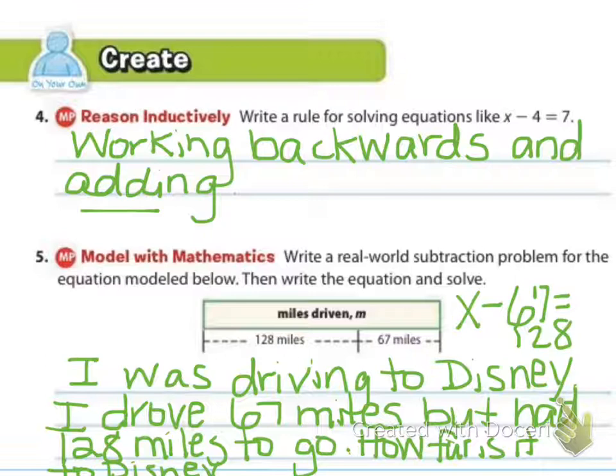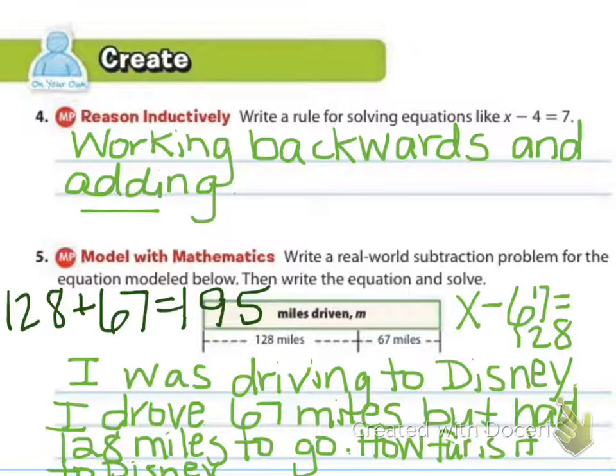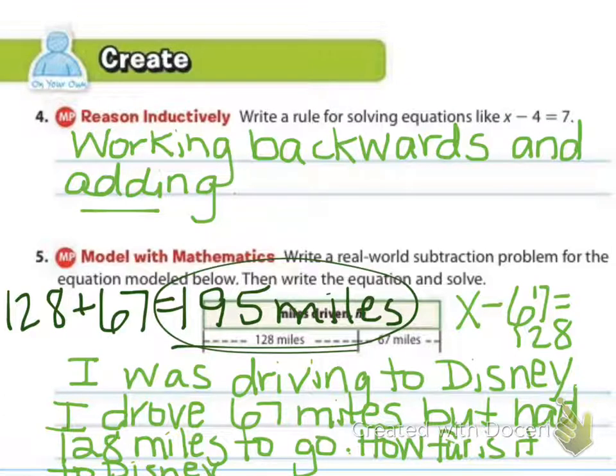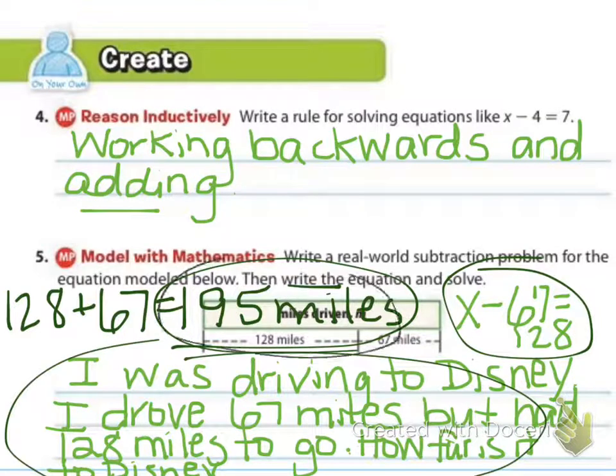It says to solve the equation, so to solve it, we're going to add backwards. So we're going to do 128 plus 67, and that answer is 195. Yeah, 195 miles to go to Disney. Okay, so that would be the answer. So it said to write the equation. So here's my written equation. I wrote my little story, and then I did my miles total, and that's 195 miles. So regardless of what your story is, you should have this and this as your final answers as well.